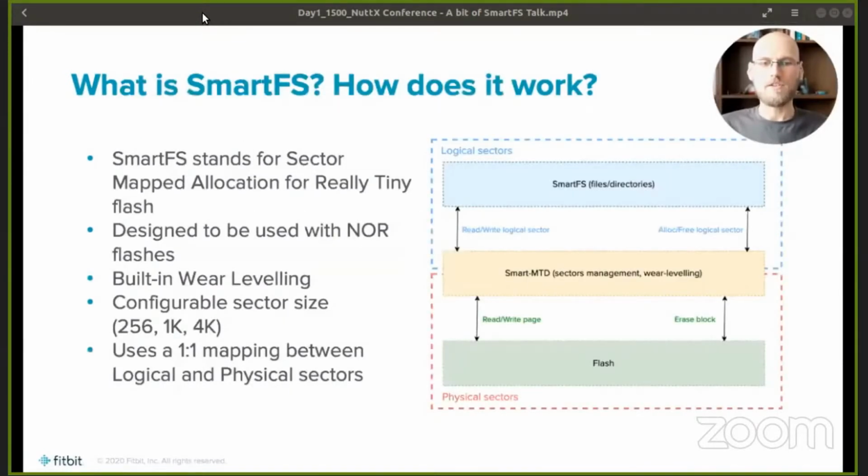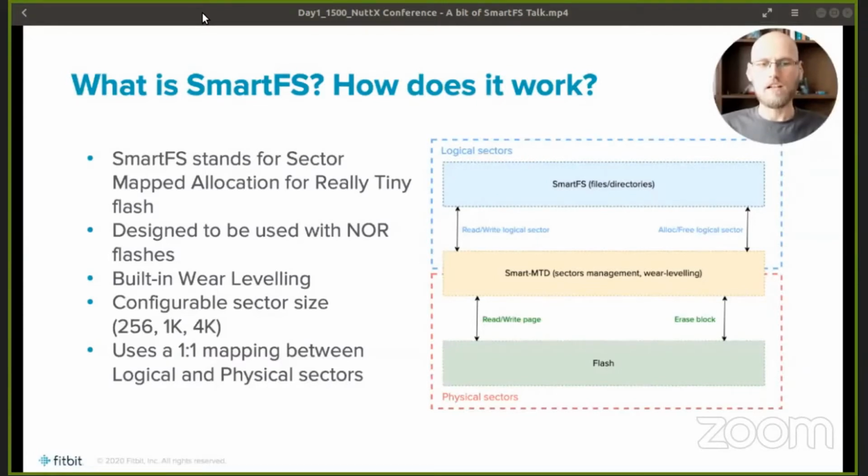SmartFS stands for Sector Mapped Allocation for Really Tiny Flashes, and it has been designed around NOR flash memories. It has built-in wear leveling, which was obtained by having a separation between logical sectors and physical sectors with a one-to-one mapping between them. It has two layers, the one on top being called simply SmartFS, the blue one in the diagram. It only knows about logical sectors and it's responsible for managing files and directories.